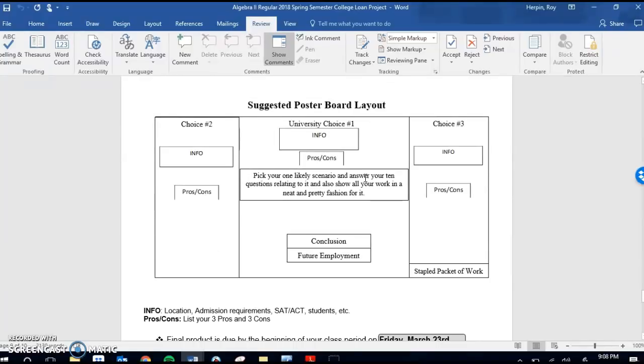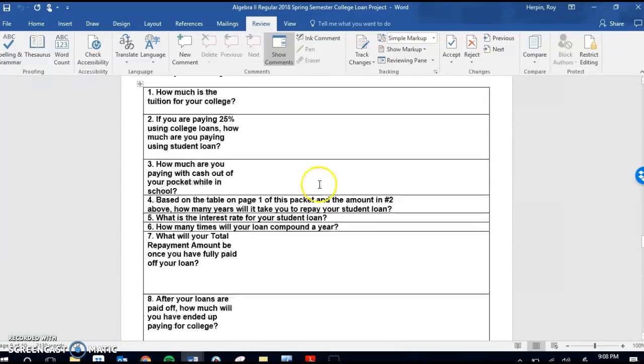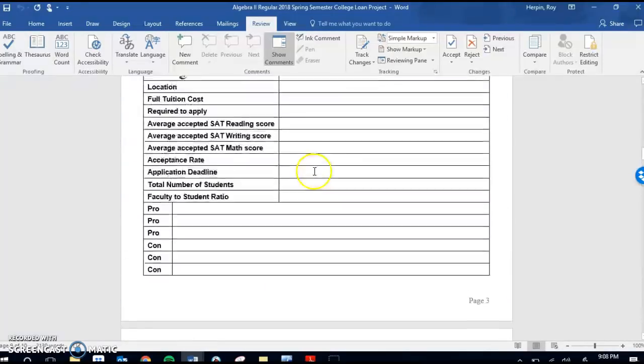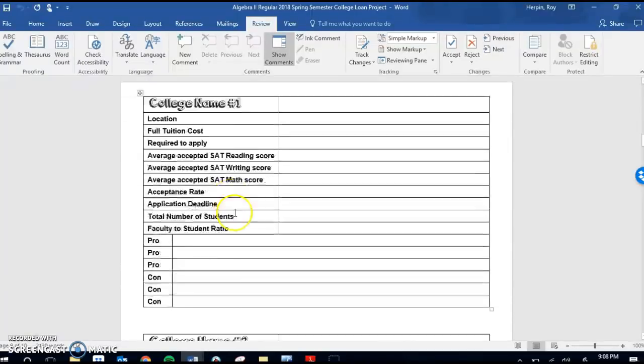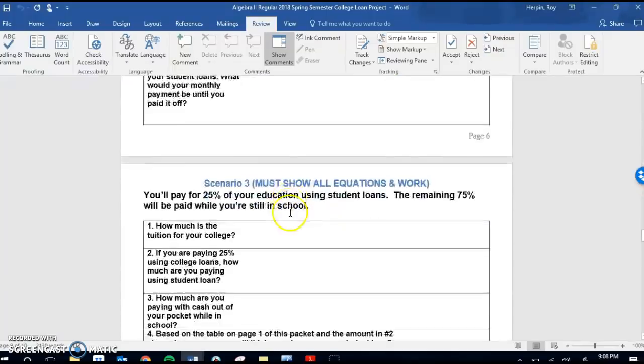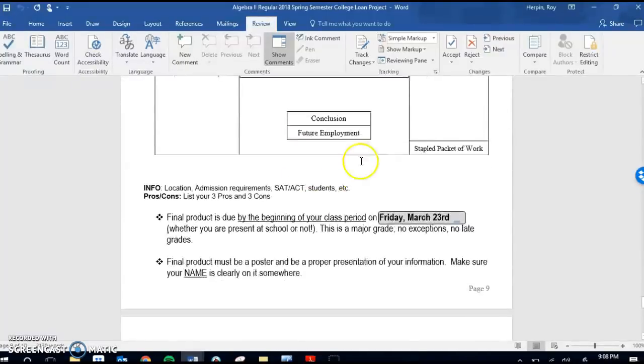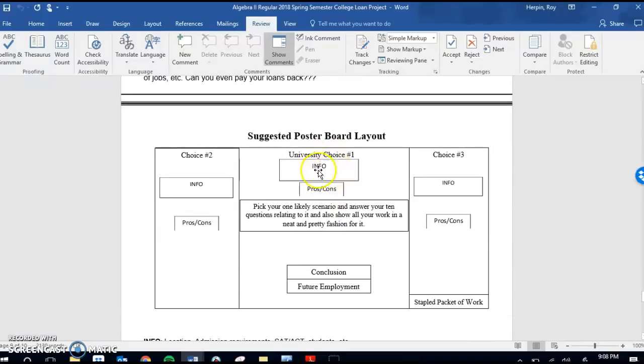And then the final project you're going to put together on a poster board. The way this layout's going to be is your top choice is going to go in the middle. The info is those first chunk of questions at the very front page. I'm going to scroll up to show you these ones here. So questions 1 through 9, that's what I mean by info. So on your poster board, my number one choice is going in the middle. Those questions 1 through 9 are going to be organized here in the info section, then the pros and cons, and then choice 2 on the left, choice 3 on the right, with info and pros and cons.